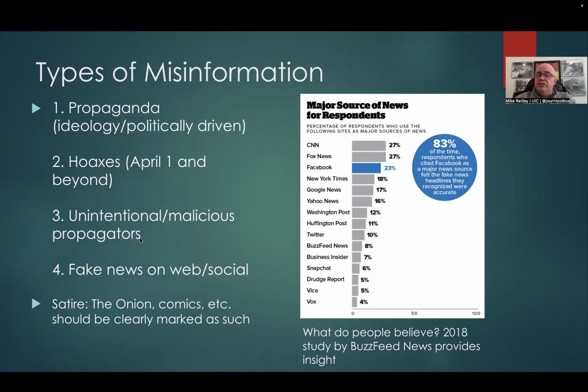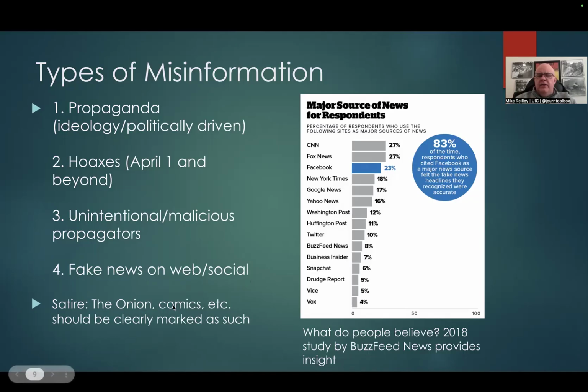Unintentional versus malicious propagators. Unintentional means misinformation: somebody sharing the information, but they really believe it to be true. They don't know it's wrong. They haven't fact checked it. Whereas a malicious propagator is someone sharing it knowing it's wrong. That's disinformation. And then fake news on web and social too.